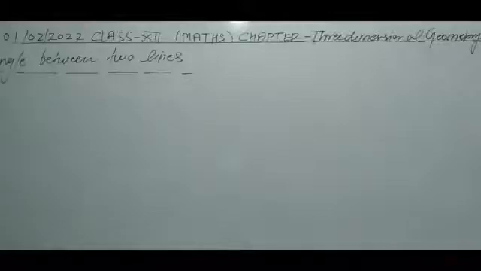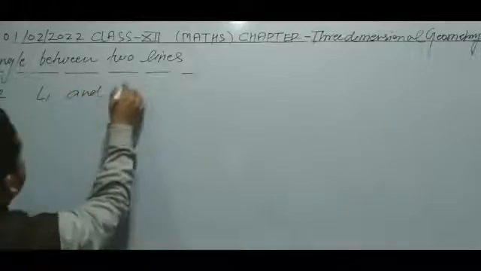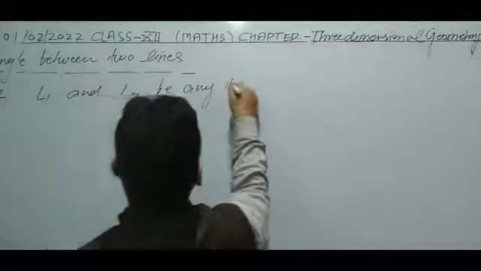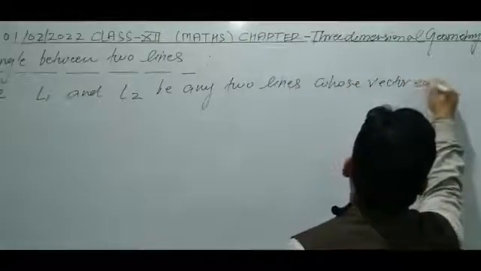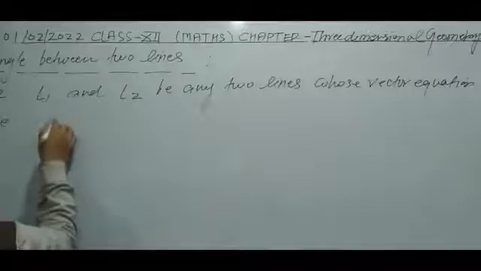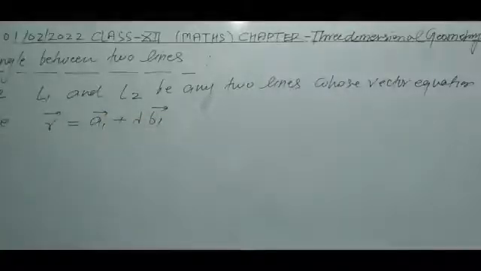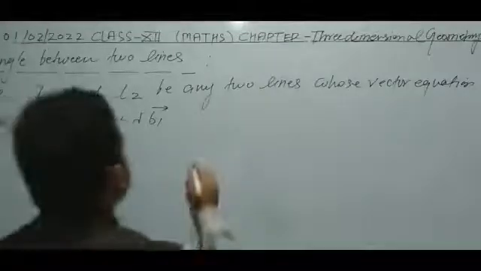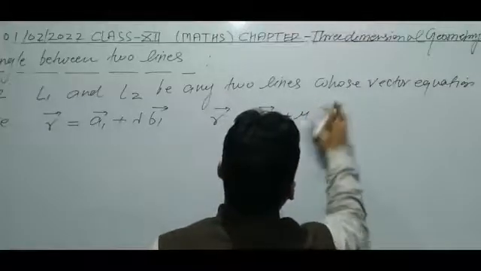Let us consider L1 and L2 be any two lines whose vector equations are given by, suppose, vector r is equal to vector a1 plus lambda times vector b1, and vector r is equal to vector a2 plus mu times vector b2.